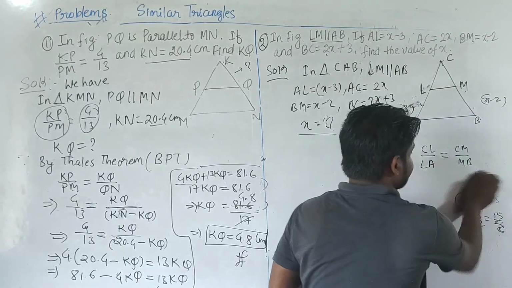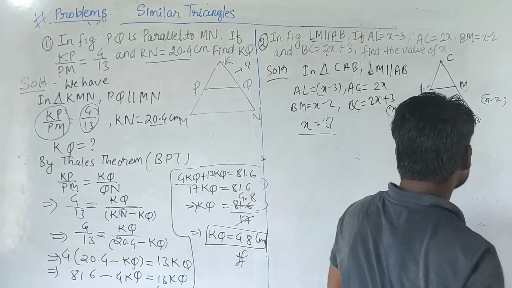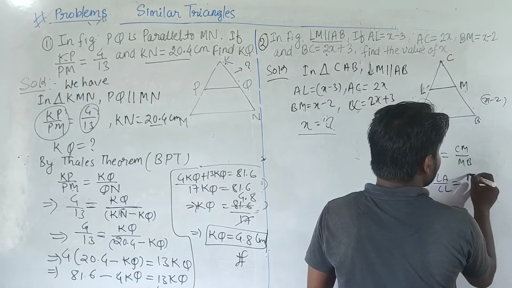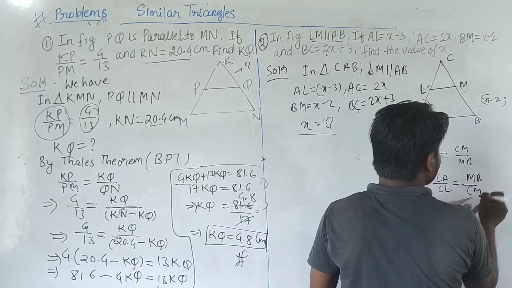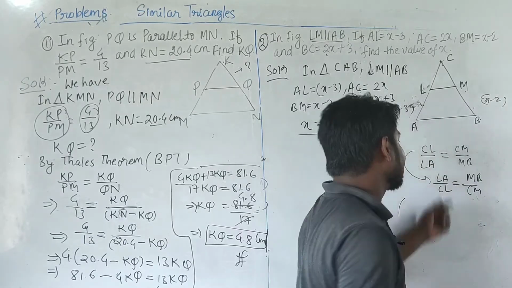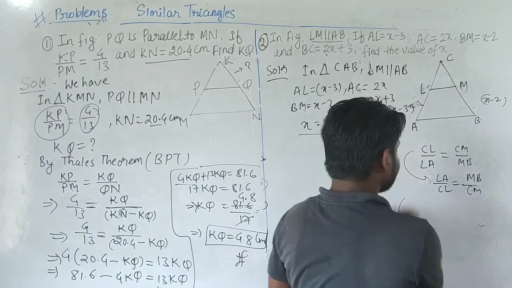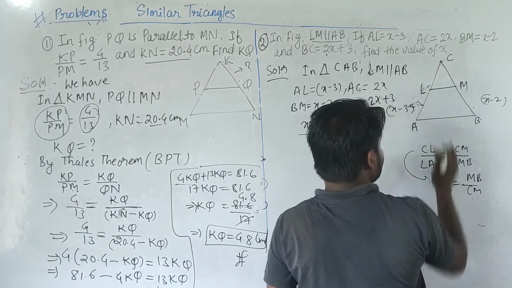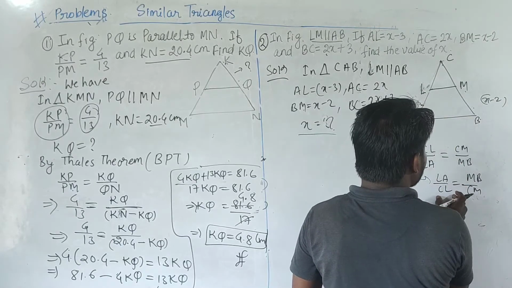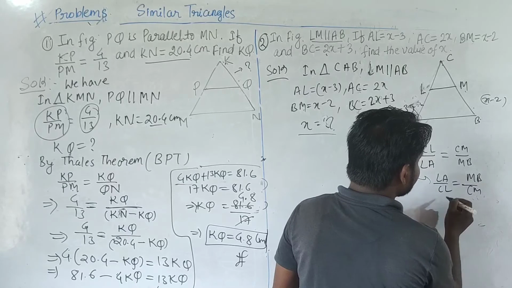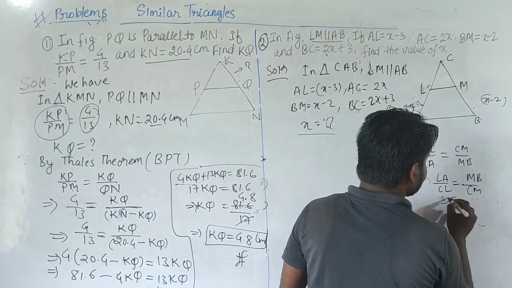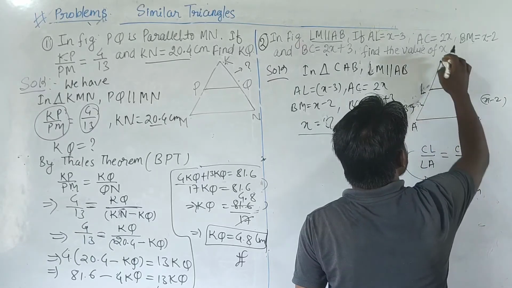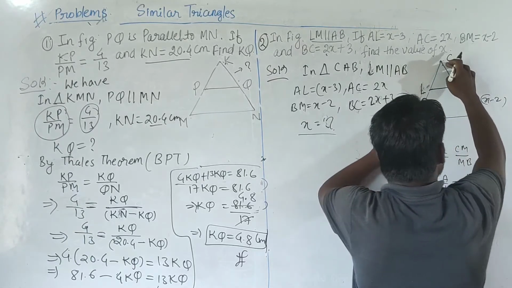So here we can say LA by CL must be equal to MB by CM. We are just taking the reciprocal of both the terms. So this is LA and this is CL. You can write AL instead of LA, and AC.